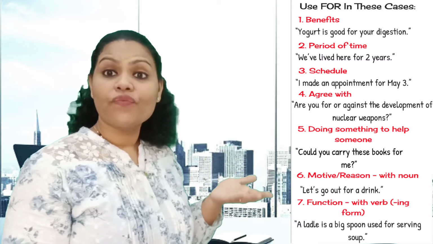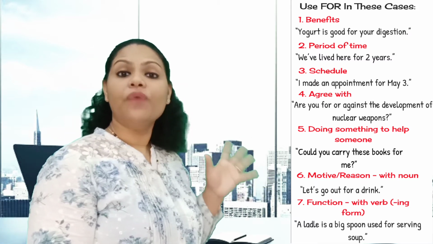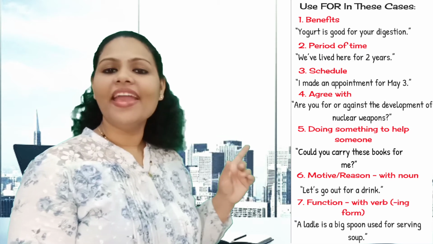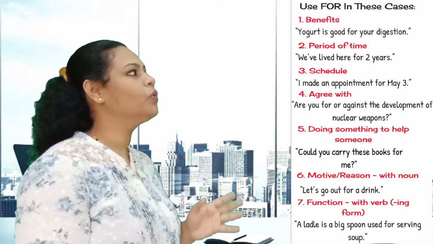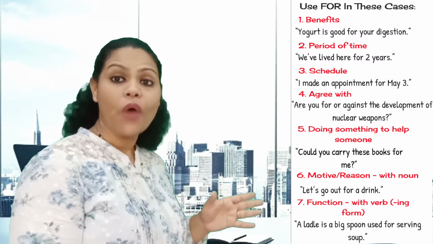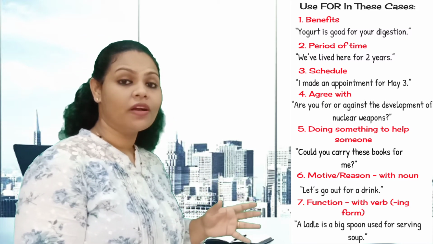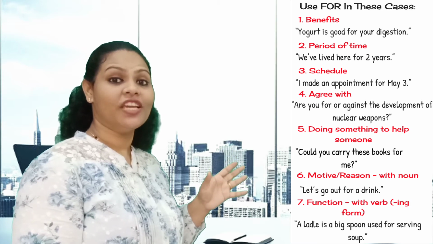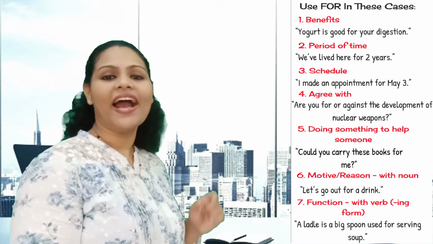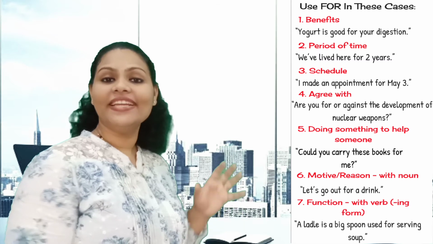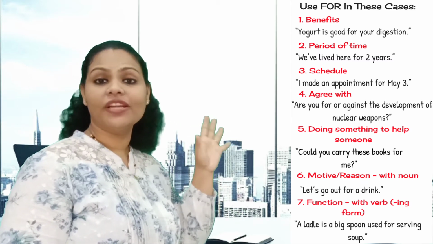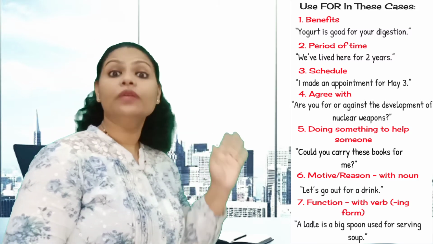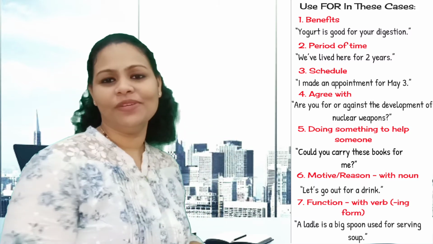And the last case is function with ing. You have to use ing form. Let's see the example. A ladle is a big spoon used for serving soup. For serving soup. For serving, ing. So with a verb with ing, right? We are telling here a function. This particular preposition for indicates a function with verb ing, right?